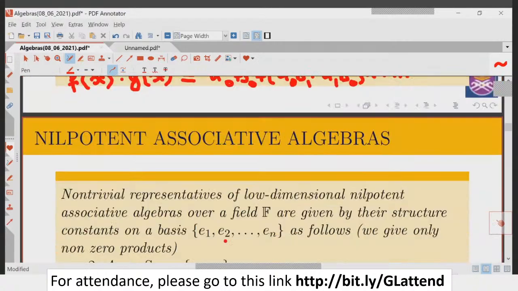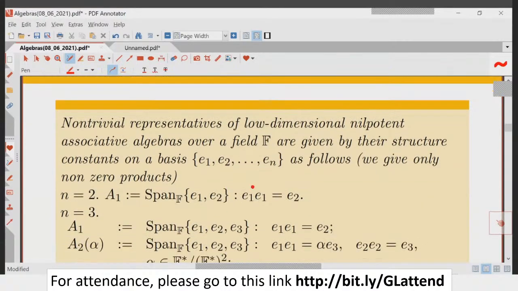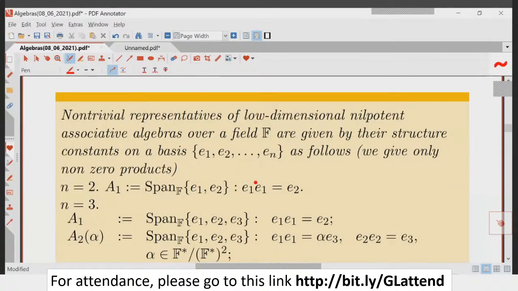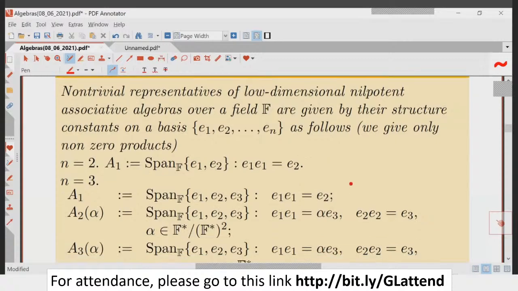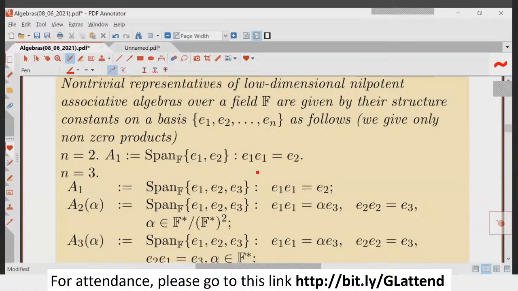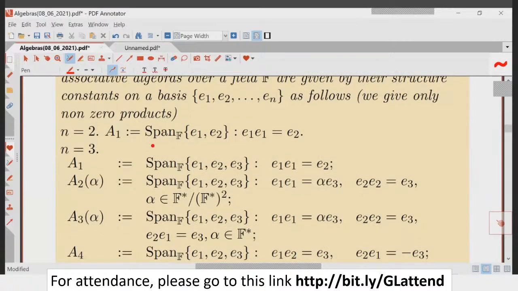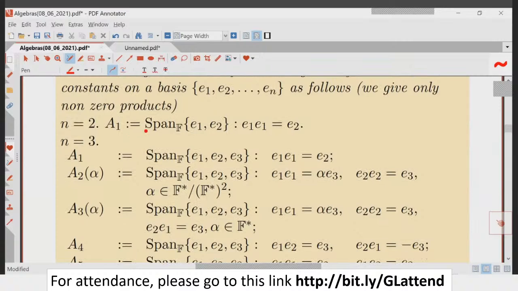Okay, now examples of associative algebras. In our last class, if you remember, we already discussed that to give an algebra, it is enough to give structure constants for the algebra. So that's why this way is followed.